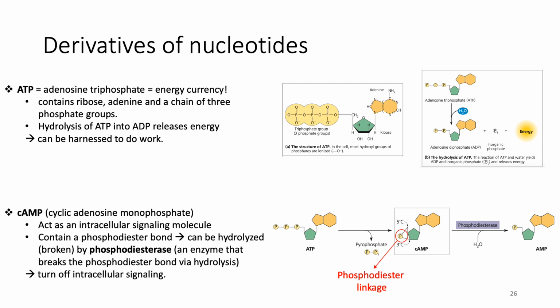cAMP can then be converted into AMP by an enzyme called phosphodiesterase. This is a really important enzyme, so make sure you understand what it does, not the enzymatic mechanism, not yet. For signaling pathways that use cAMP, the phosphodiesterase effectively gets rid of cAMP and turns it off, so that the signaling program is no longer active.